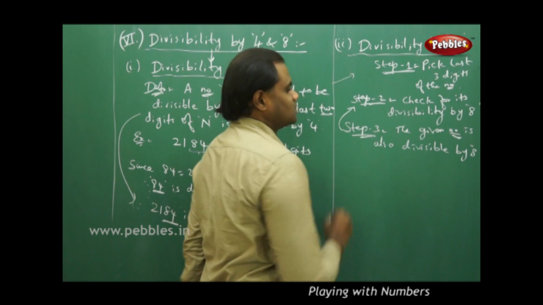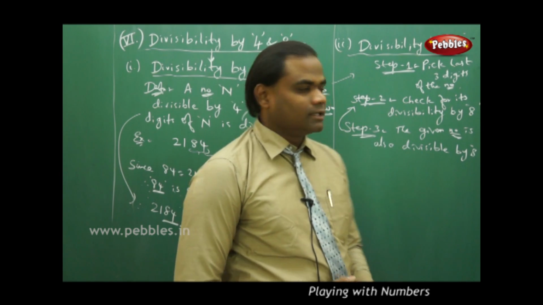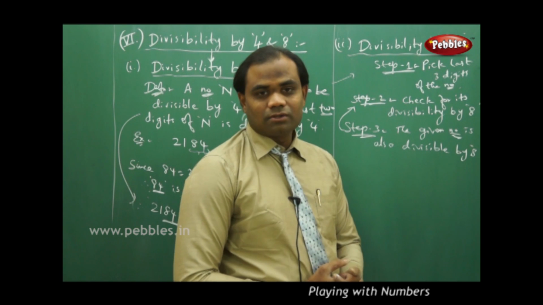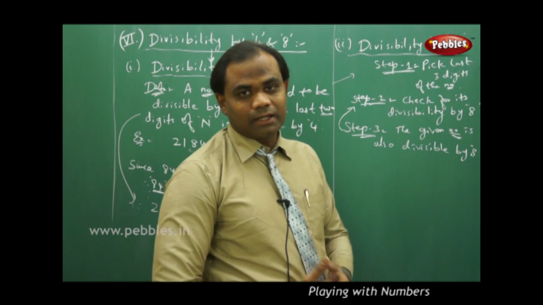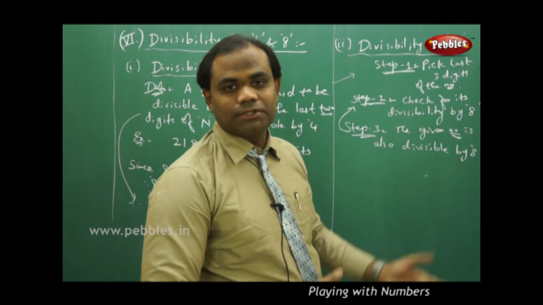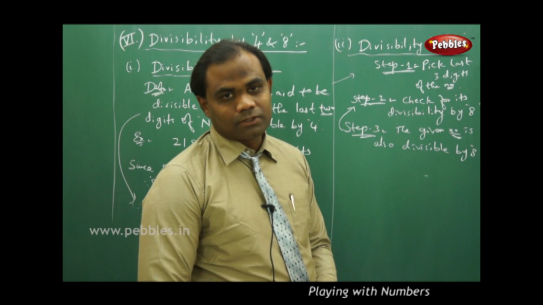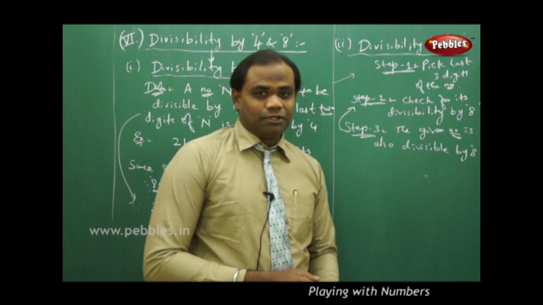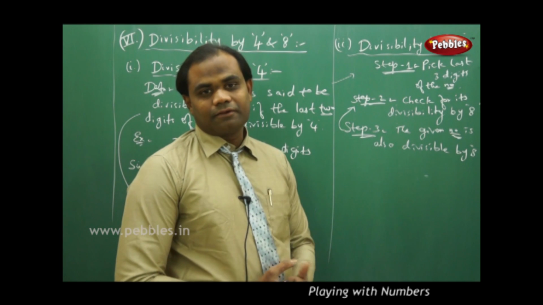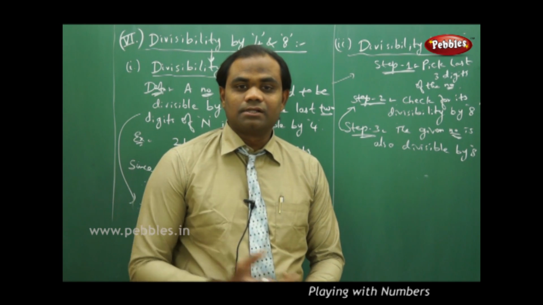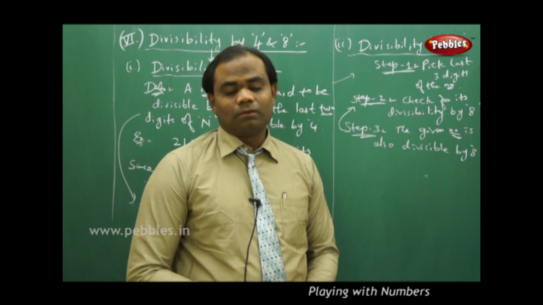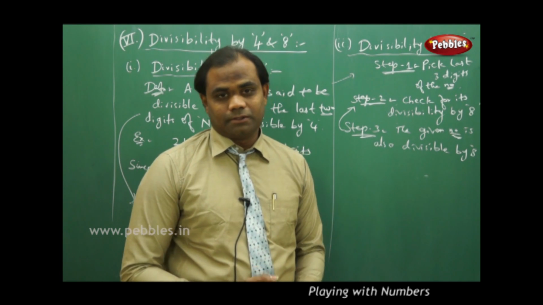If this is holding, then this indirectly says that the given number is also divisible by 8. That is how I understand the 3 steps involved in checking for divisibility by 8. So let's take an example problem and use the 3 steps in identifying whether the given number is divisible by 8 or not, however large or small the number is.